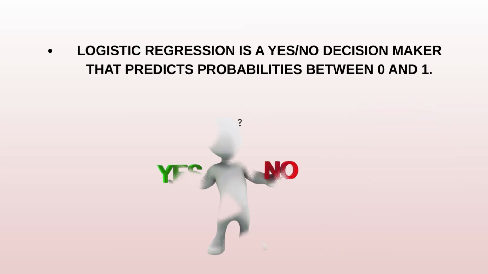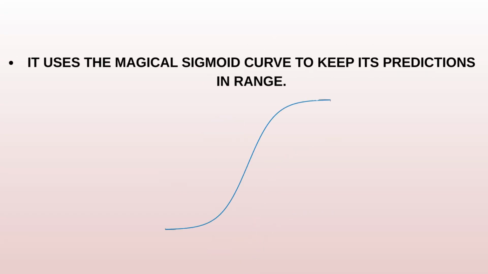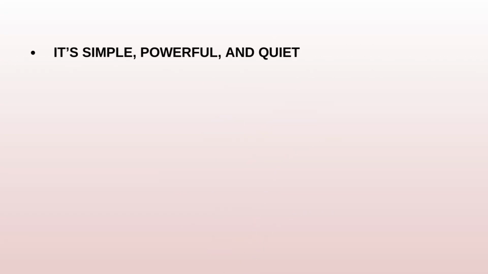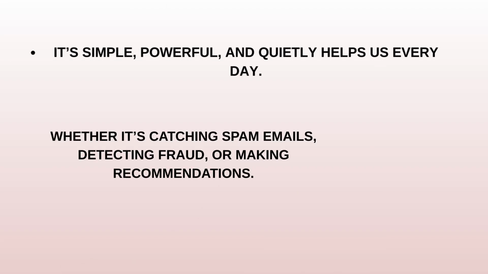So, to wrap it up, logistic regression is a yes-no decision maker that predicts probabilities between 0 and 1. It uses the magical sigmoid curve to keep its predictions in range. It's simple, powerful, and quietly helps us every day, whether it is catching spam emails, detecting fraud, or making recommendations.